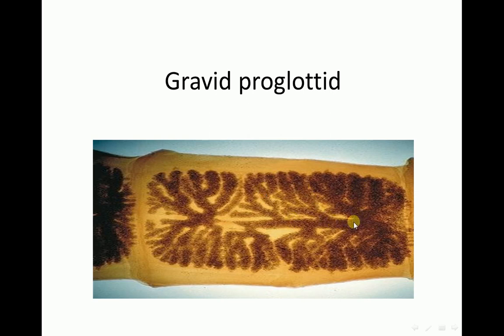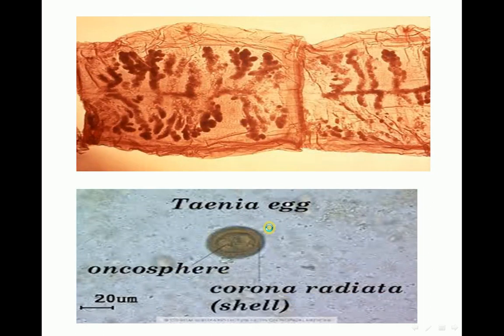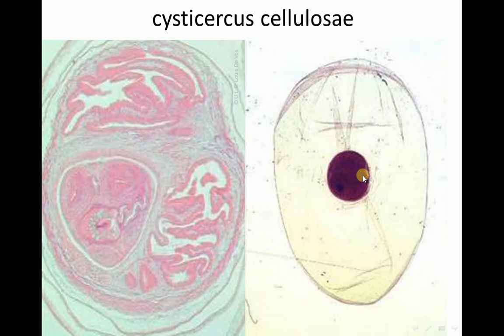Shorter than the number of uterine branches in gravid segment of Taenia saginata. Regarding egg, the same structure in Taenia solium and Taenia saginata. Cysticercus cellulosae, the larval stage of this parasite. We said scolex is deeply invaginated into bladder filled with the fluid.